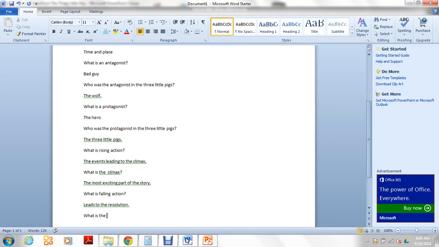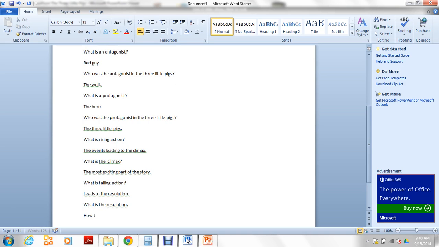What is the resolution? The resolution is when the problem is solved. When the problem is solved or how the problem is solved? How the problem is solved.